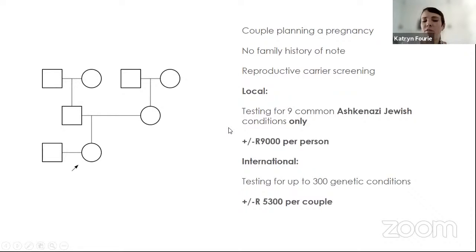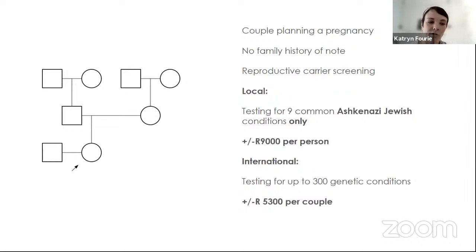And is roughly 9,000 per person. So if you think about that as a couple, you'd need to do both, and it's only really useful in this high-risk population. So for a couple who are not of Ashkenazi Jewish descent, this testing really has very little value.